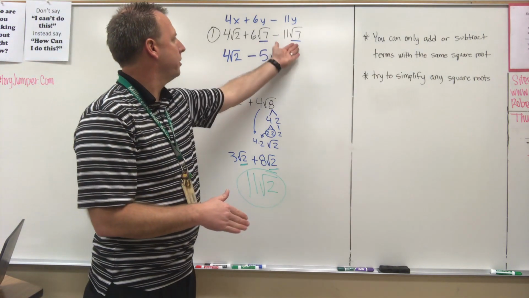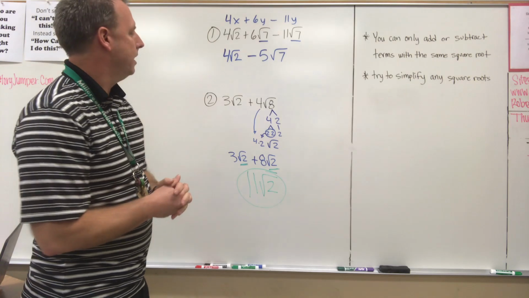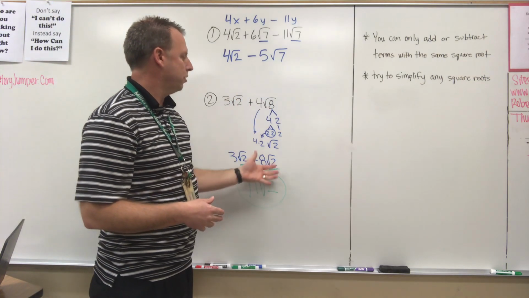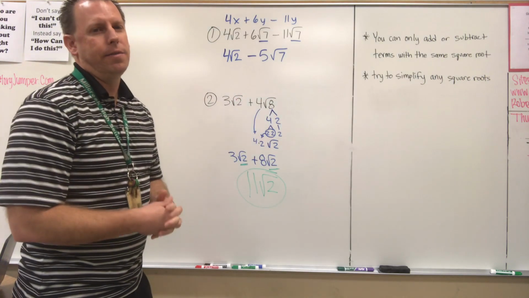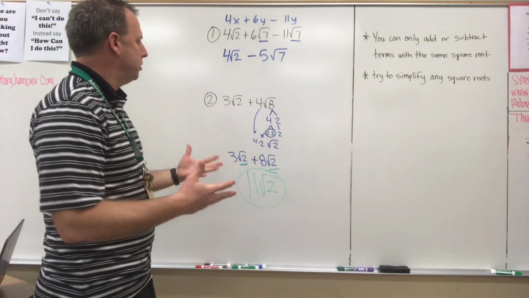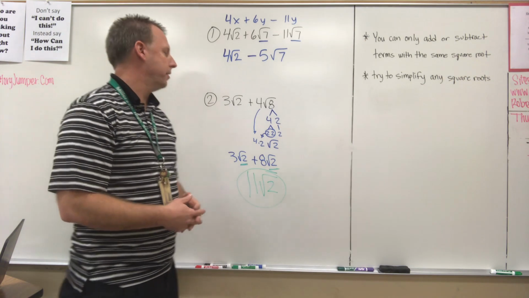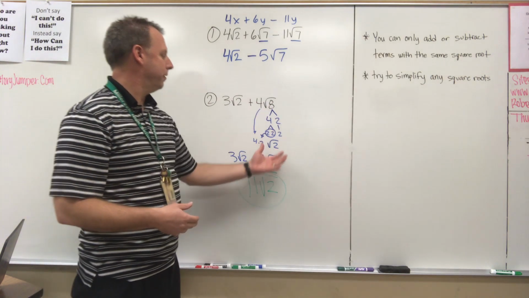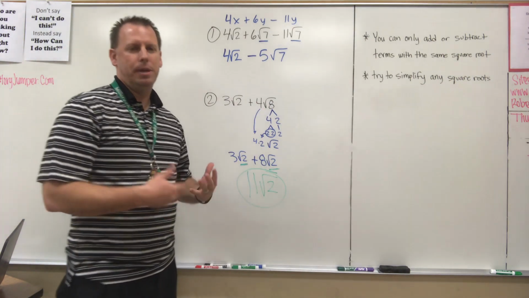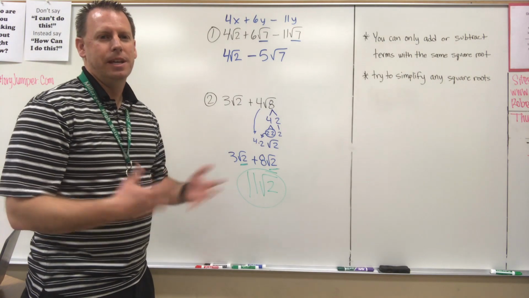Only roots that are the same get together, and then make sure that you try to simplify any of your square roots, because initially it may not look like 2 square roots could be added or subtracted together. However, once they're simplified, you may end up being able to put those together. So easy cheesy.